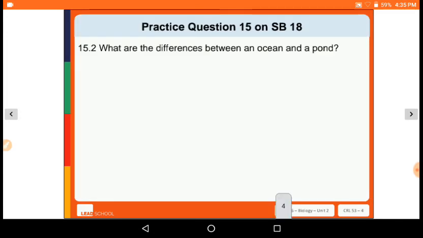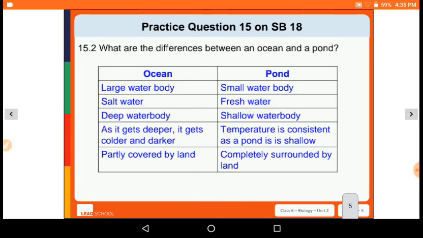Now next, 15.2: what are the differences between the ocean and ponds? So let us write. Ocean has a large body, salt water, deep water body. As it gets deeper, it gets colder and darker, and it is partially surrounded by land. Then a pond is a small water body, fresh water, shallow water body. Temperature is constant as a pond is shallow, completely surrounded by land.